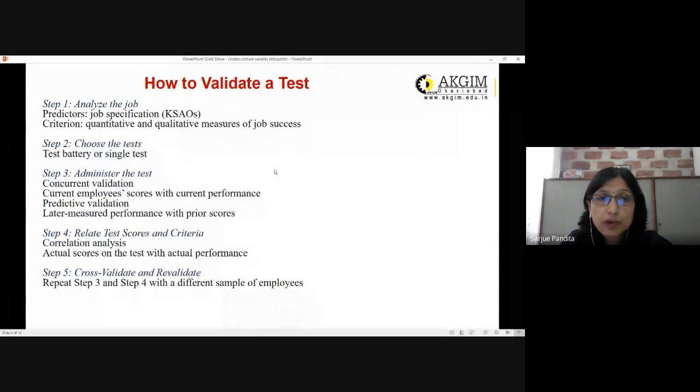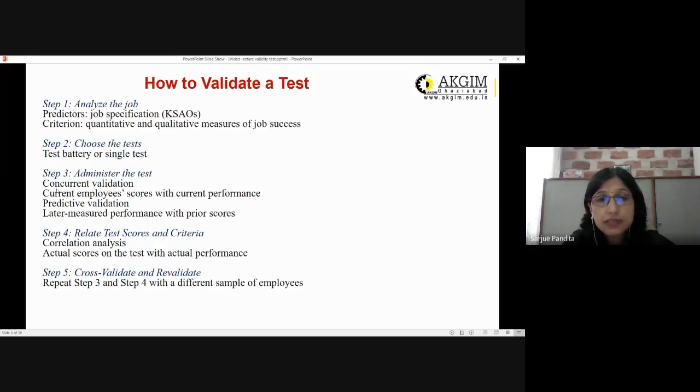Choosing the test, when we talk about it, it is test battery or single test. Test battery or single test means whether you want to use a series of tests. That means there could be various tests combined together, which is a test battery, or there could be a single test. Now it will depend upon the type of the job, and where from you will get that knowledge? It will be through analysis. Once you have done your job analysis, then on the basis of that job analysis, you will be able to make out whether the requirement of the job is to use one particular single test, or there should be a series of tests, or there has to be a combination of various tests.